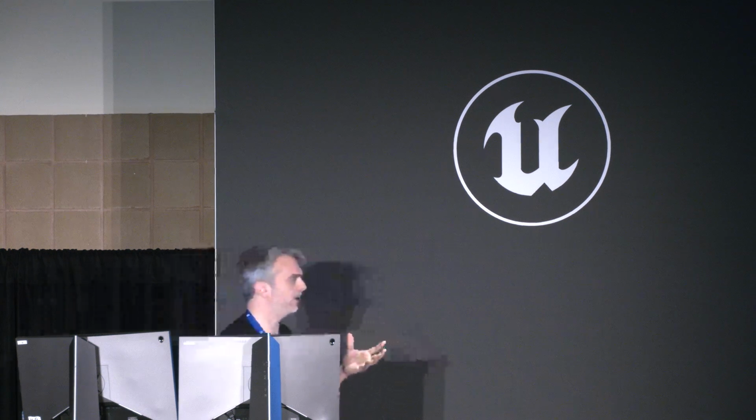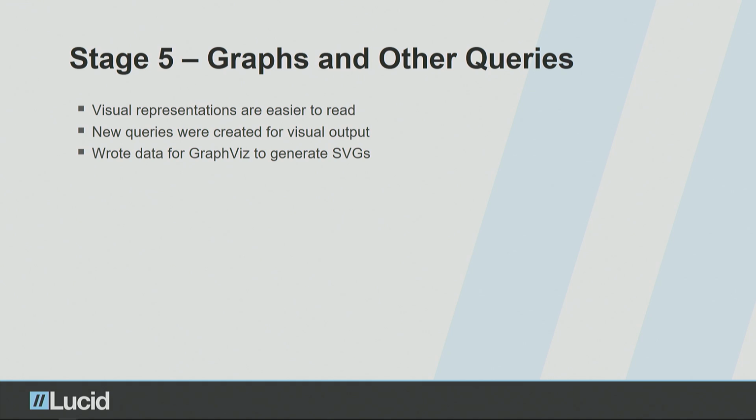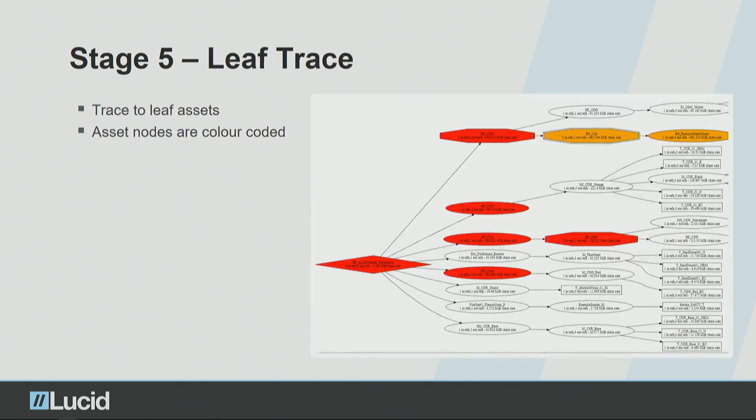And we wrote some code. I don't know if you've used GraphViz, but it's an open source package that you can give a description file and it'll generate a visual graph for you. So we wrote something that generated graphs. And so this is a more visual one. So that's our asset there. And then we've got its dependencies.